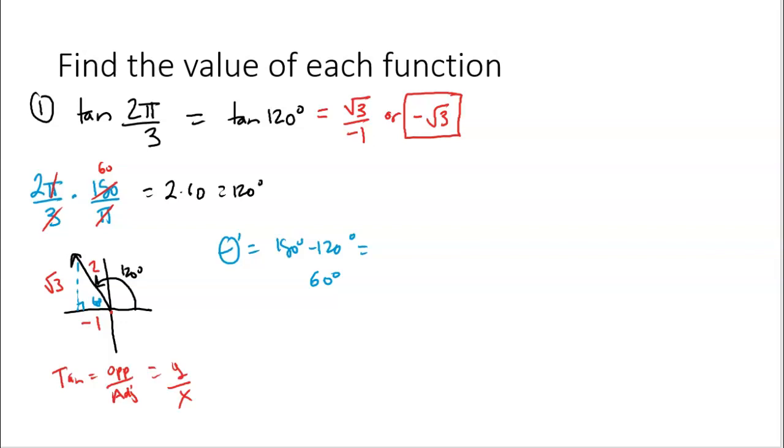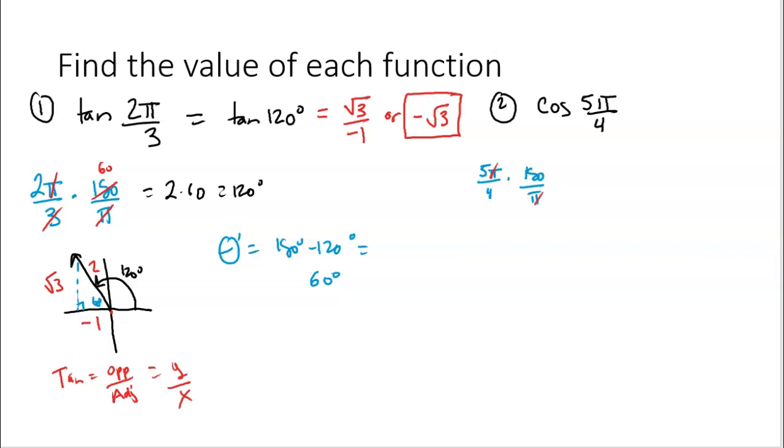All right, so let's try another one. Call this example number 2. Let's say the cosine of 5 pi over 4. So again, if you want to pause the video, try this one out on your own, feel free. Okay, so again, the first thing, I don't know where 5 pi over 4 is. So I'm going to multiply that by 180 over pi.